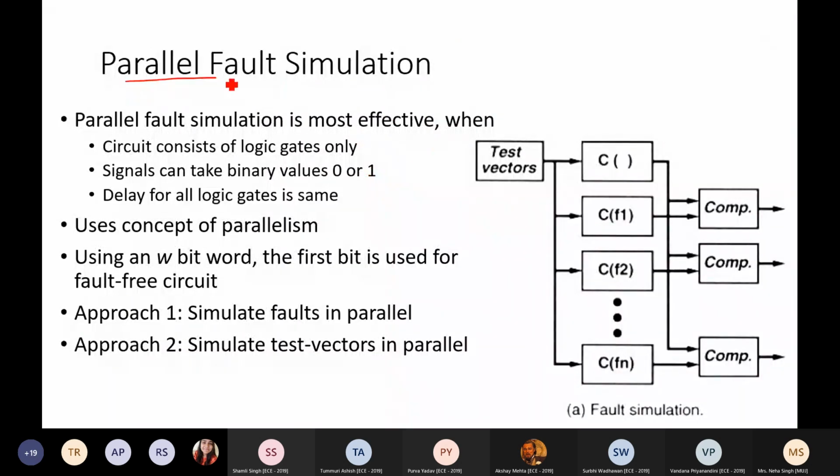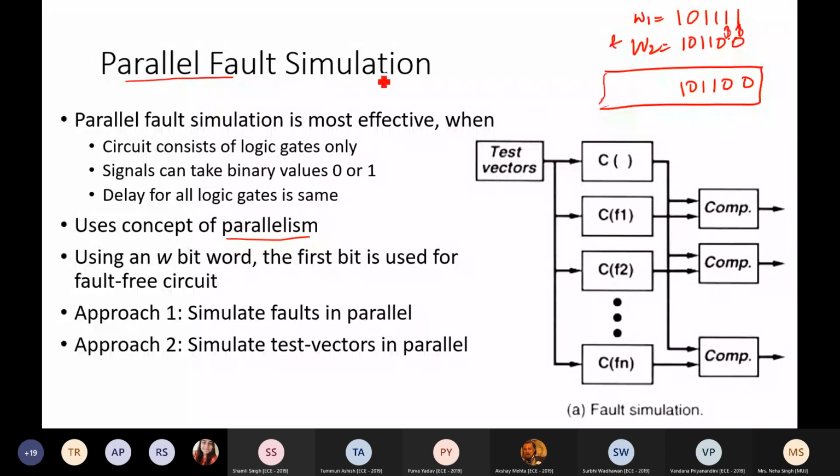Parallel fault simulation is very important because this uses the concept of parallelism. For example, we have two words. W1 is this and W2 is 1, 2, 3, 4, 5, 6. And now I need to logically AND W1 and W2. So digital में हम क्या करते थे, इनको अगर हमें logically AND करना है, so we use bit by bit ANDing. इन दोनों को AND किया, इन दोनों को AND किया, so my result will be this. This concept of parallelism is used in parallel fault simulation.